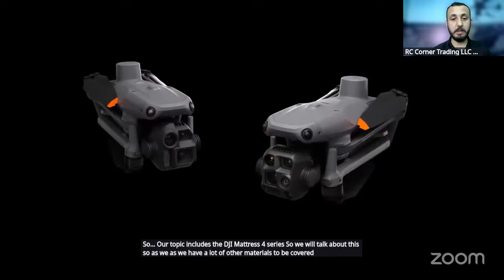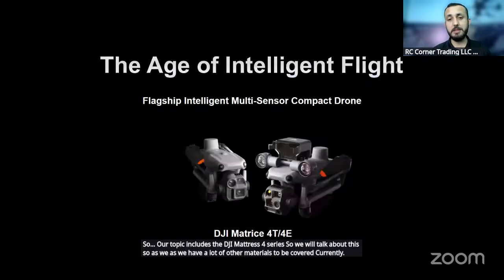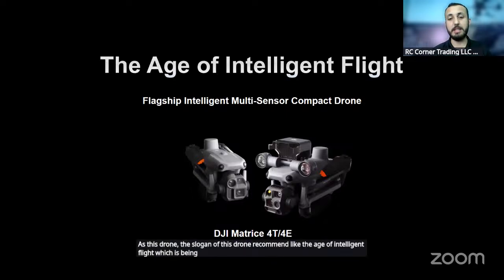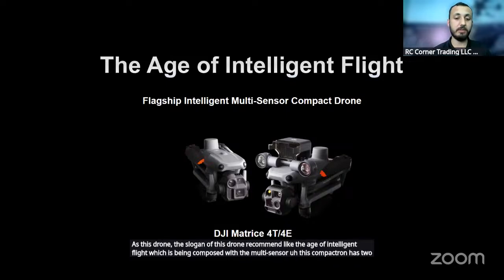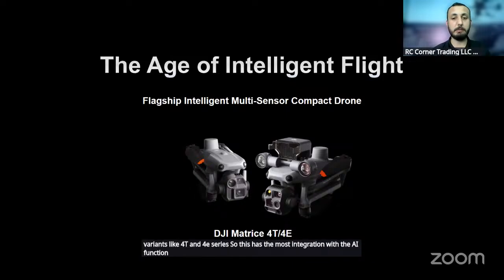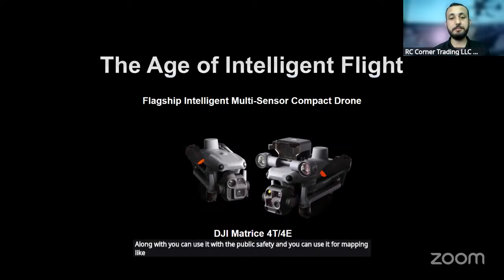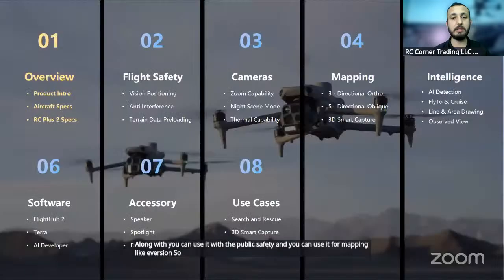Currently, the slogan of this drone is "the age of intelligent flight," which is composed of multi-sensors. This compact drone has two variants, the 4T and 4E series. It has the most integration with AI functions, and you can use it for public safety, and for mapping with the E version. So let's deep dive into the webinar topics which we will cover.